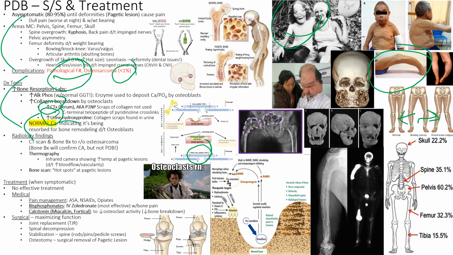Anyways, you're going to have a normal calcium because the osteoblast and osteoclast activity is actually matching each other. There's not one better than the other. They're both functional. What else? Radiology findings: you can see heat maps of bones with increased activity. That's called thermography. Then they can do a bone scan to look for hot spots, where the Pagetic lesions are or where Paget's disease is eating. You can see these lesions have a honeycomb appearance where it's eating out the bone.